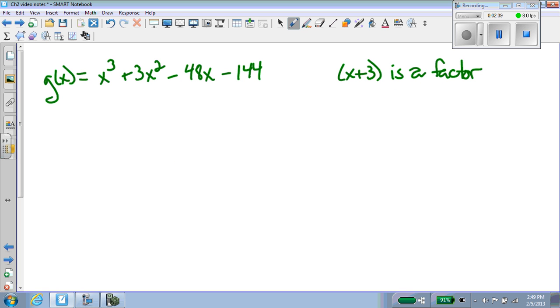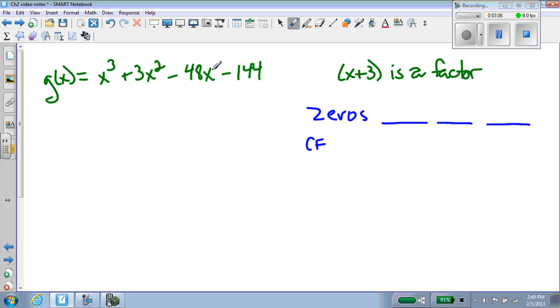Okay, let's try another one. X to the third plus 3x squared minus 48x minus 144 with the hint that x plus 3 is a factor. Okay, so it is a third degree polynomial. So we are expecting 3 zeros, and the complete factorization will have 3 factors.